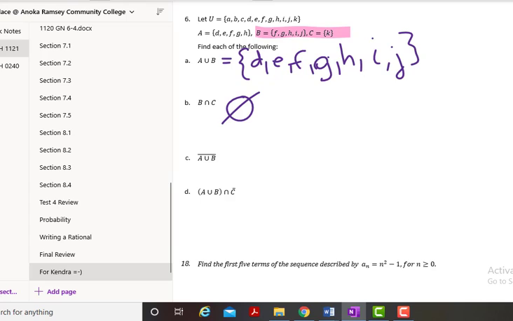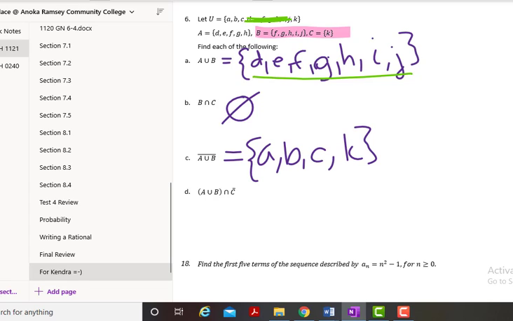Now, C is the complement of A union B. The complement, which is that line across the top, means that it is everything in the universal set that is not in A union B. All right, so anything that we have listed, D, E, F, G, H, I, J, we are not going to put those in the set. So I'm actually just going to cancel it out of the universal set. What is left would be A, B, C, and a K. That is what would be in the complement of A union B.